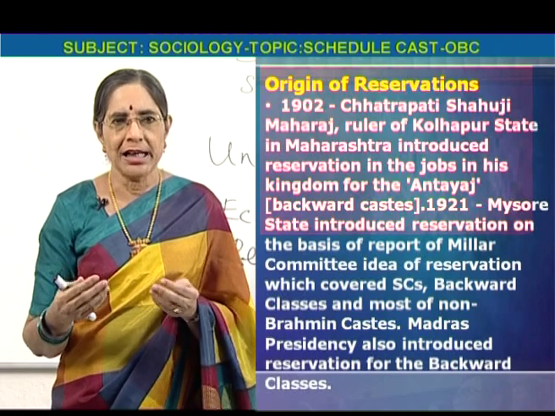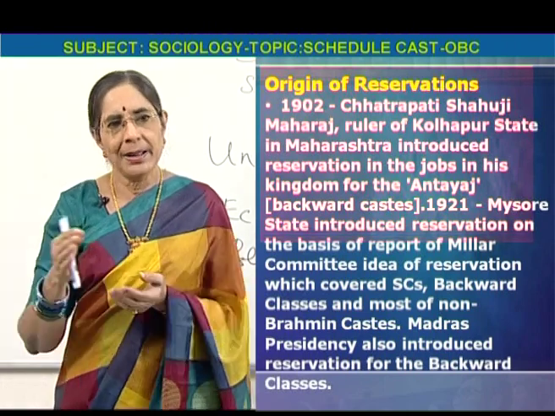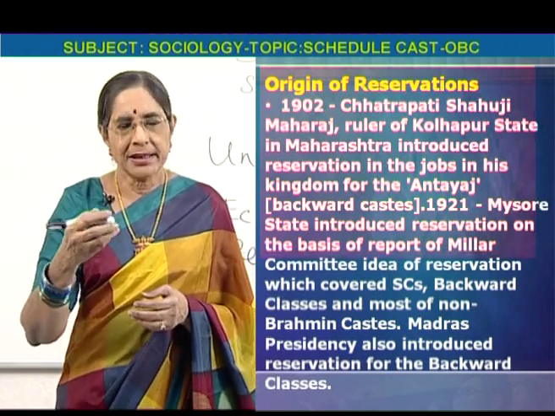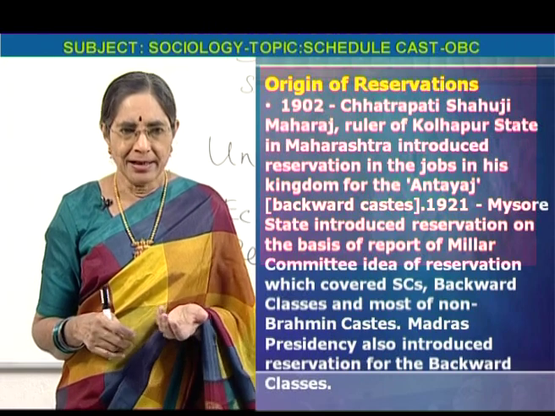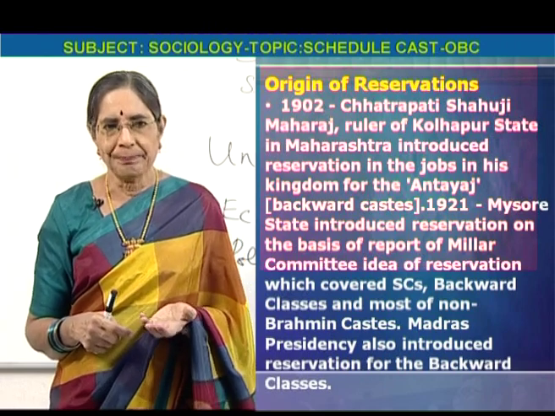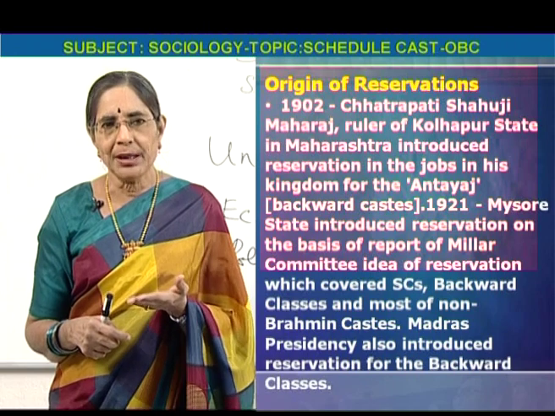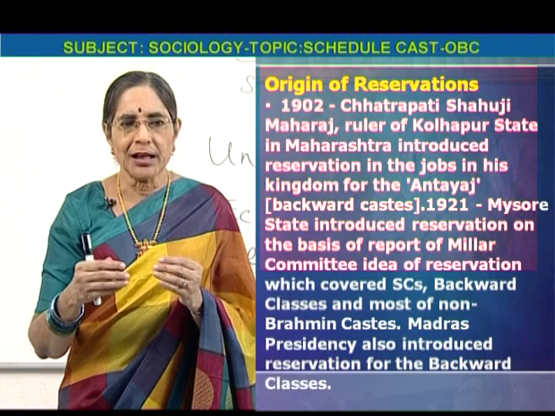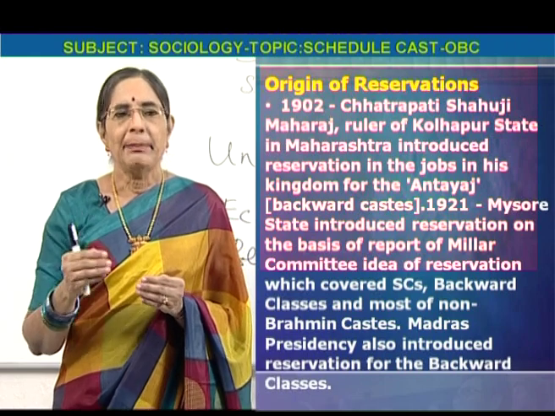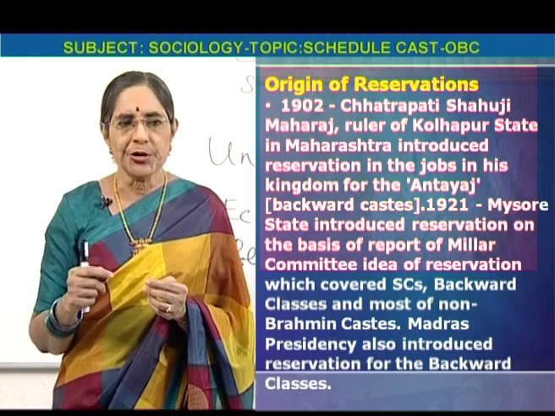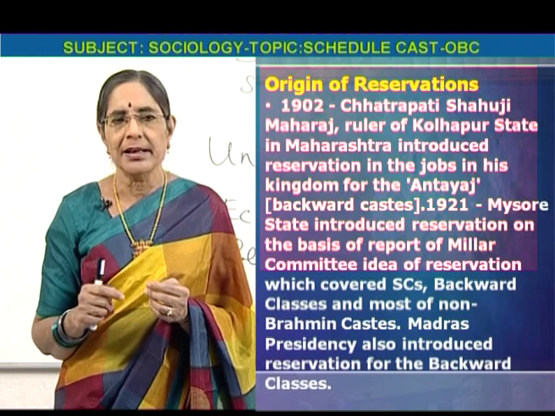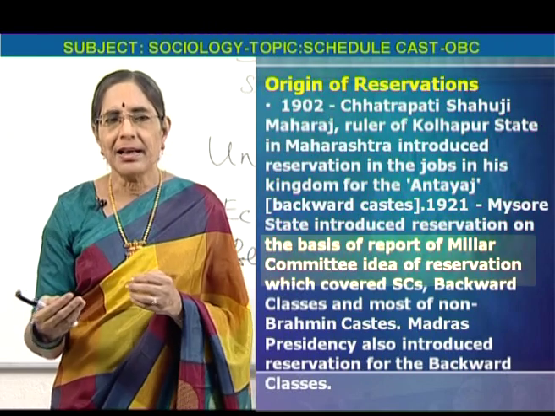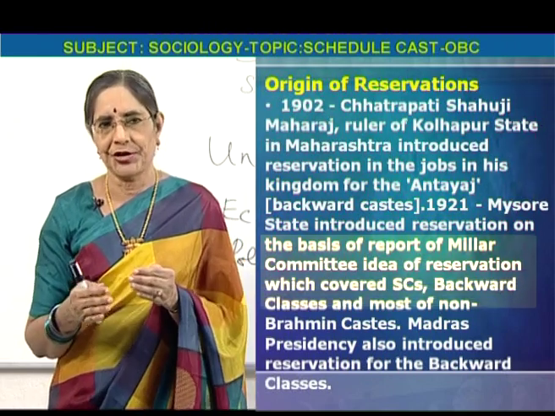Similarly, Mysore state, the present Karnataka state, previously known as Mysore state, also provided reservations for backward classes. In the year 1921, the Miller Committee, which was appointed by the British government, submitted one report, and on the basis of this report, Mysore state introduced reservations for scheduled castes and backward castes, and most of these castes were non-Brahmin castes.